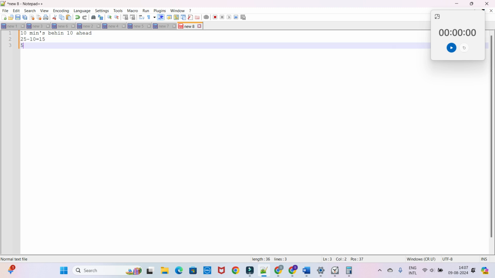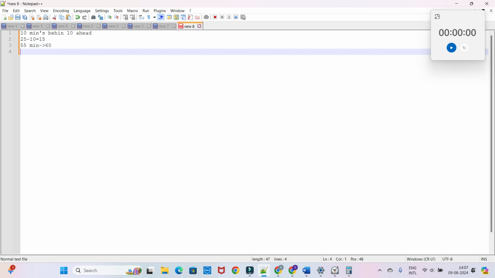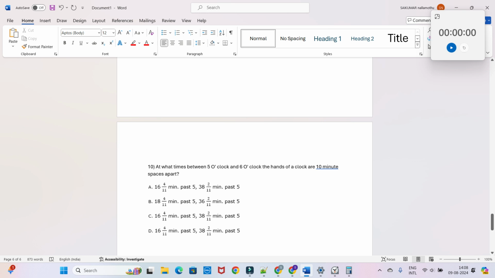So now for 55 minute spaces, it is equal to 60 minutes. So for 15 minute spaces, 60 by 55 into 15 minute spaces, that is equal to 16 4 by 11 minutes past 5 p.m. This would be for 10 minutes behind. So there are two options, A and B. So you need to find.